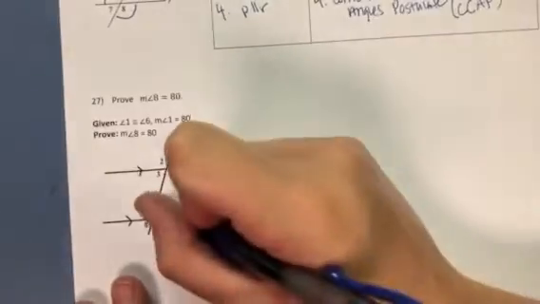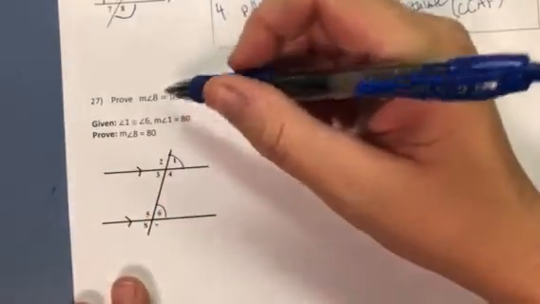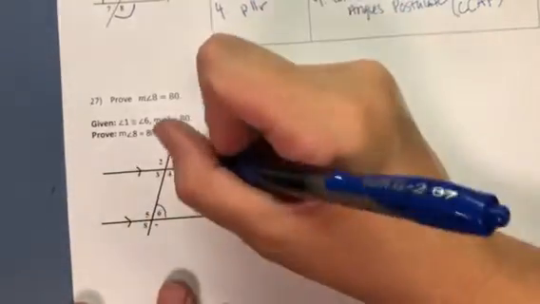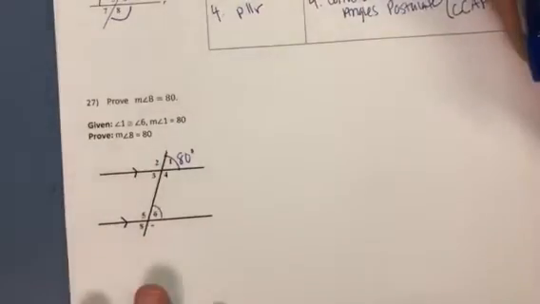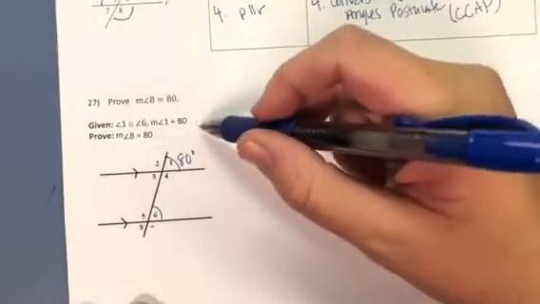I'm going to mark those right away. And measure of angle 1 equals 80. And these lines are parallel. That really should be in our given statement, but whatever. I'm not going to freak out about it now, but that should have been given to us up here. We can see it on our diagram though.